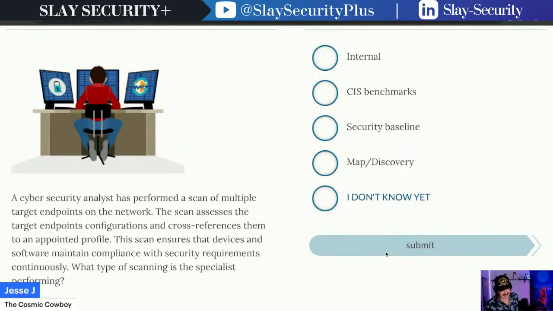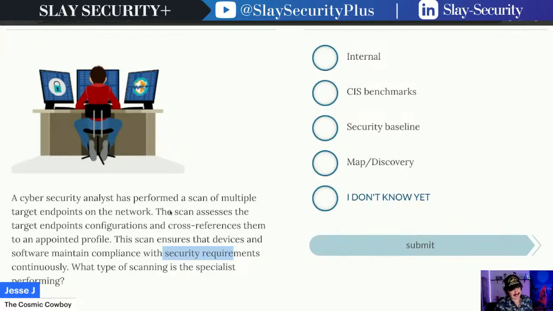So the scan is assessing the endpoint configurations and it cross-references them to an appointed profile, so a baseline. So it looks like we're looking at security requirements to make sure that we are baselining our security standards, not benchmarks, right? These are just CIS benchmarks. These are industry benchmarks that they've set out that you can choose to have your environment up to. It's probably most definitely an internal scan. This is not an external scan. And the question is not asking us to have anything to do with mapping the network, asset discovery, endpoint discovery, node discovery, anything of that nature.